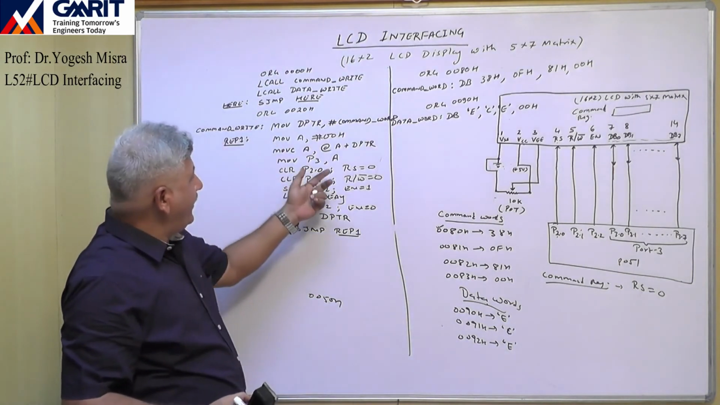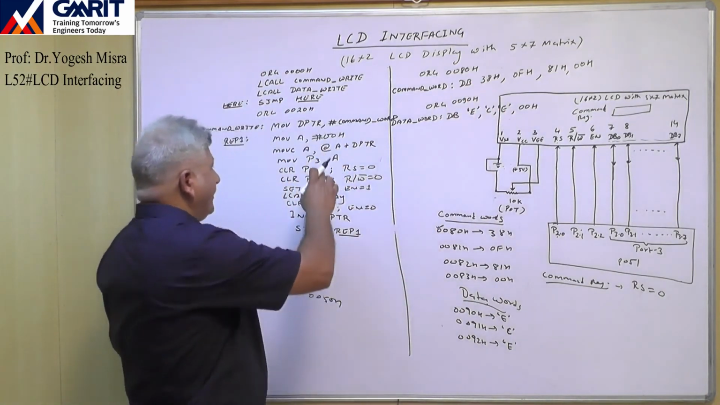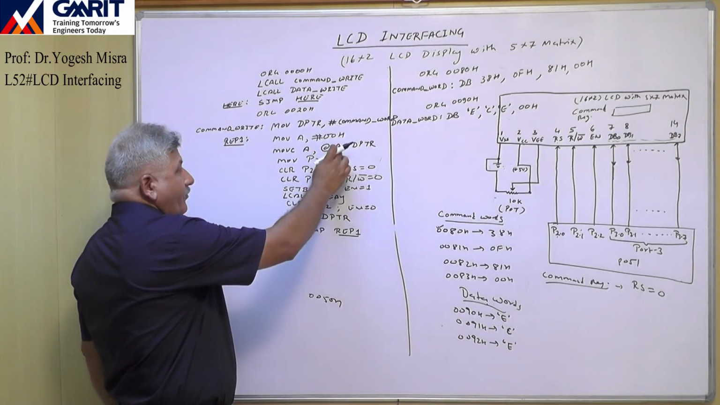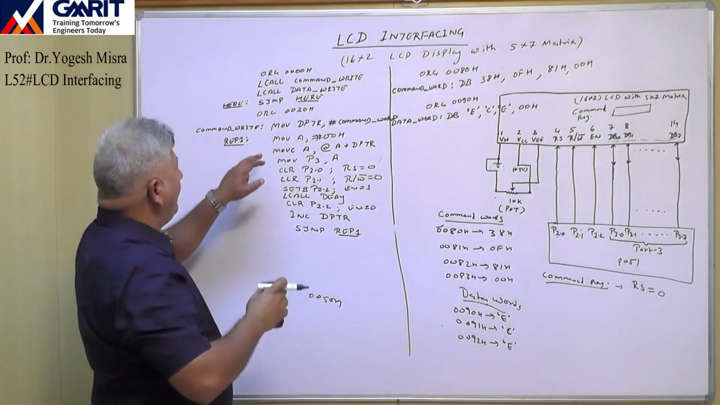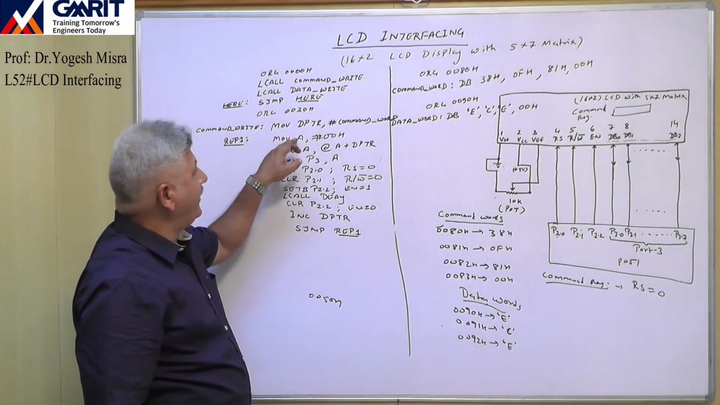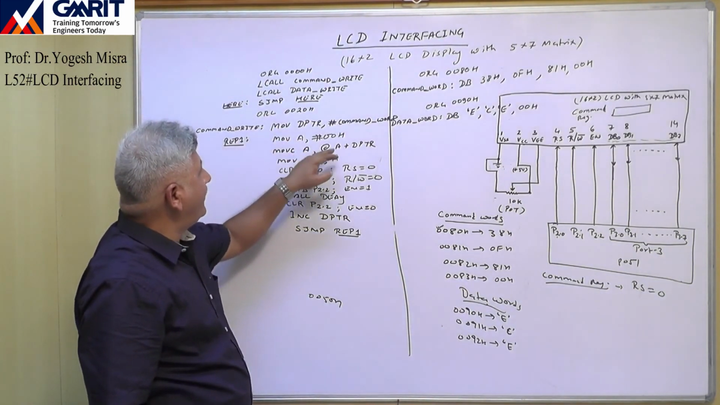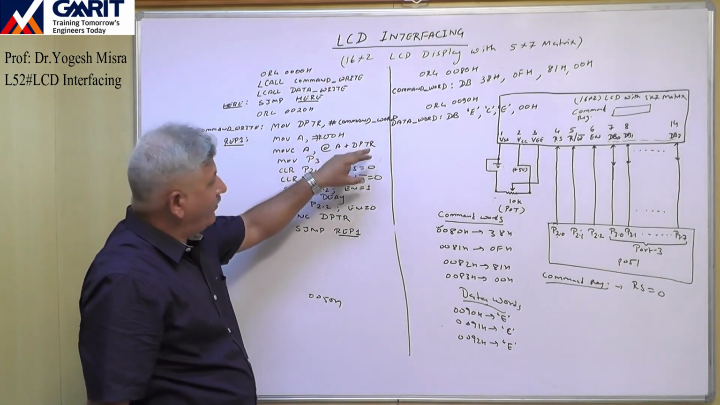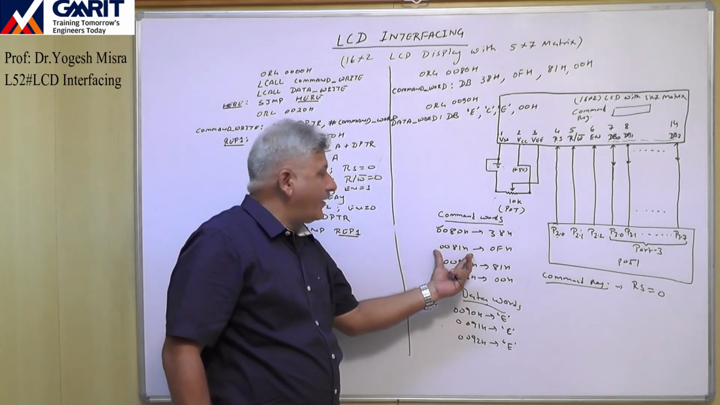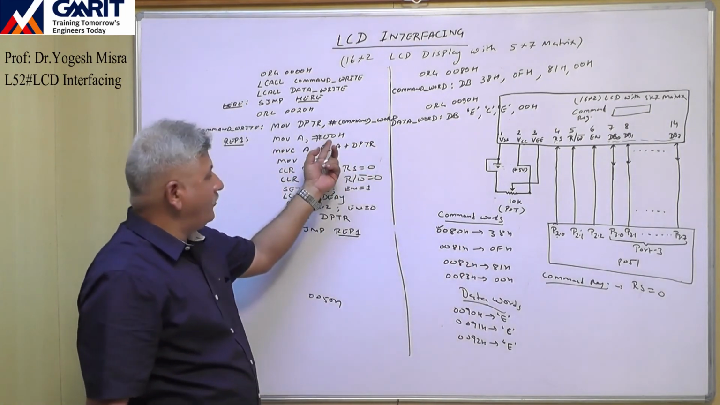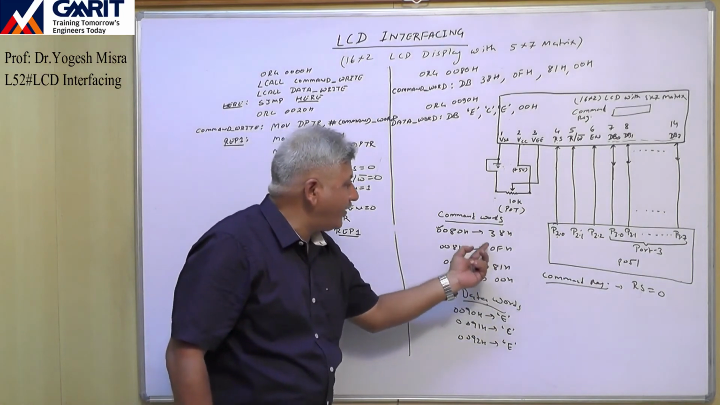Now since in A there was the control word 38H, we will now clear this 38H with 00. After this, MOVC A, @A+DPTR. Now the DPTR is 0081, so that will be added with 00. So we will get 0081, which is the address of my second command word.